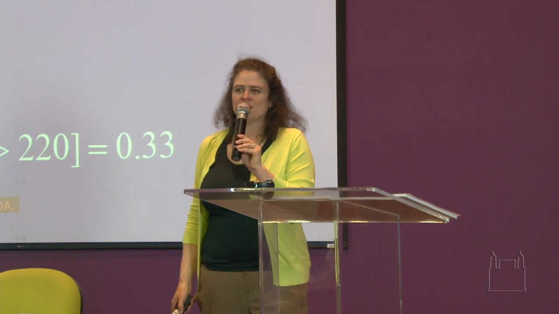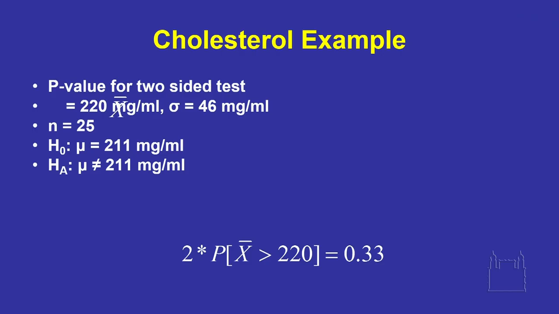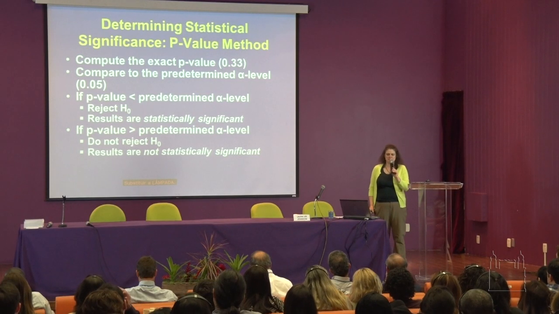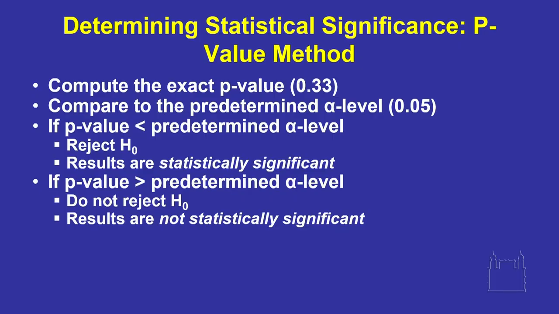P-value of 0.33 sound good to anybody? The answer is no. So how do you determine statistical significance? You compute that exact p-value. You compare it to the predetermined alpha level. So let's say that's 0.05, but it could be 0.01. It could be something else. So you set your acceptable amount of type 1 and type 2 errors before you start your study. If the p-value is less than the planned type 1 errors, you reject the null. The results are considered statistically significant.